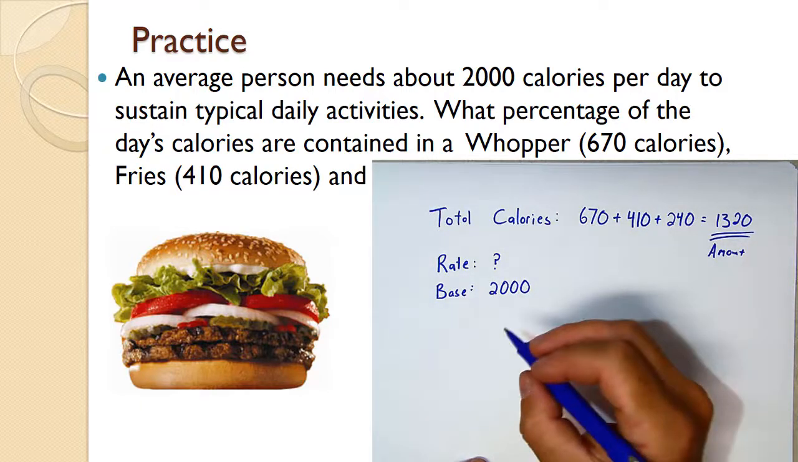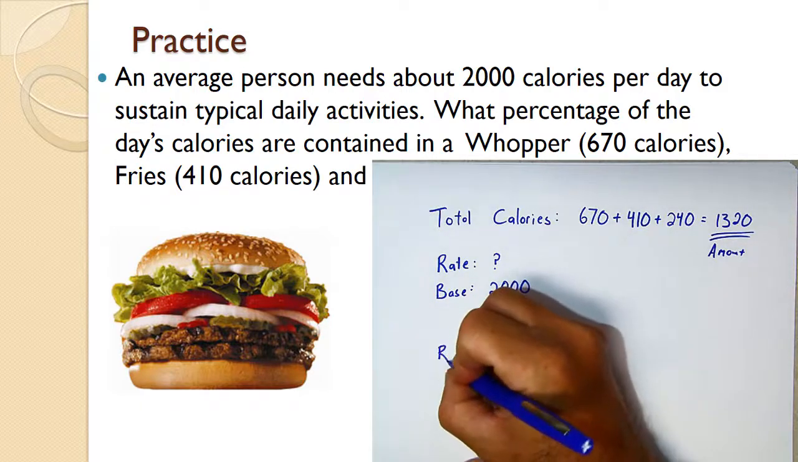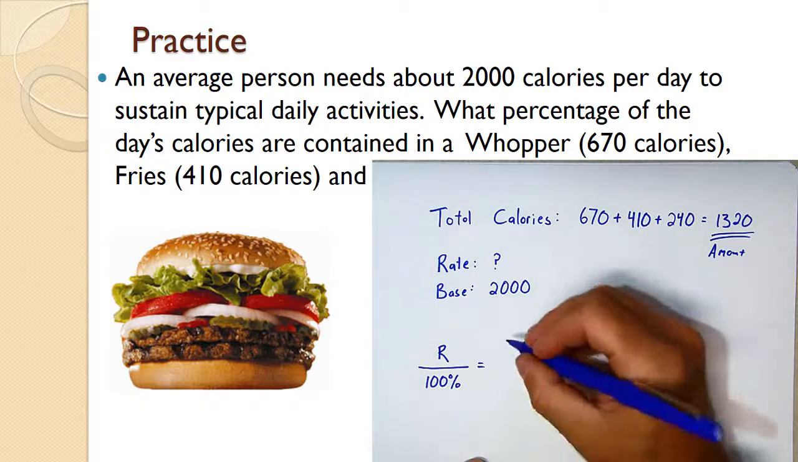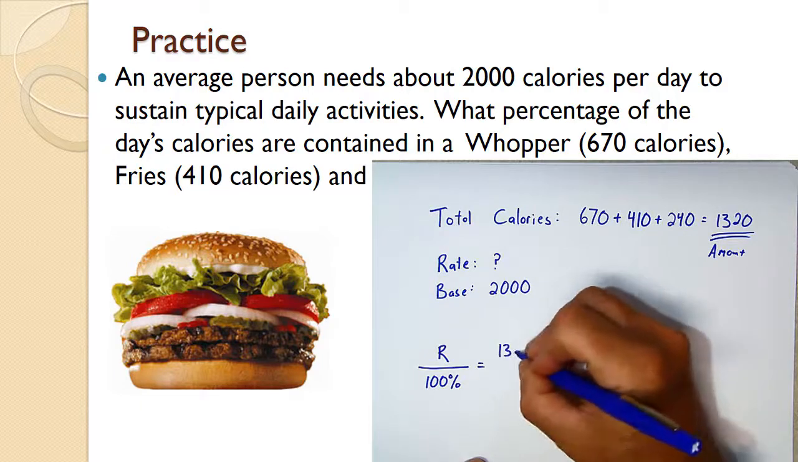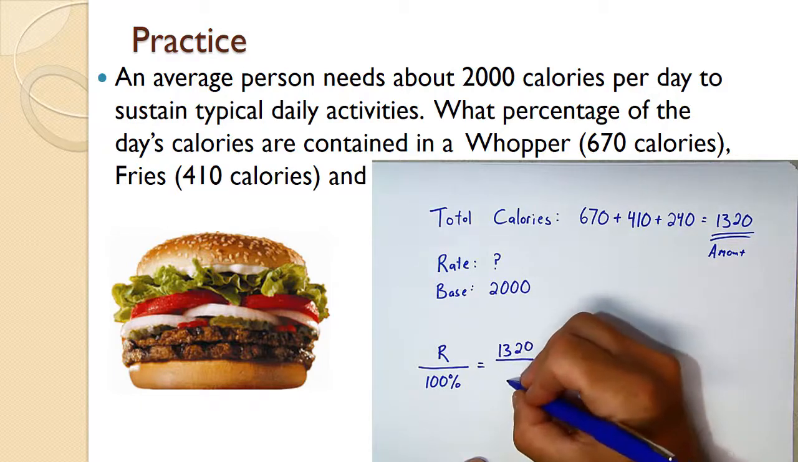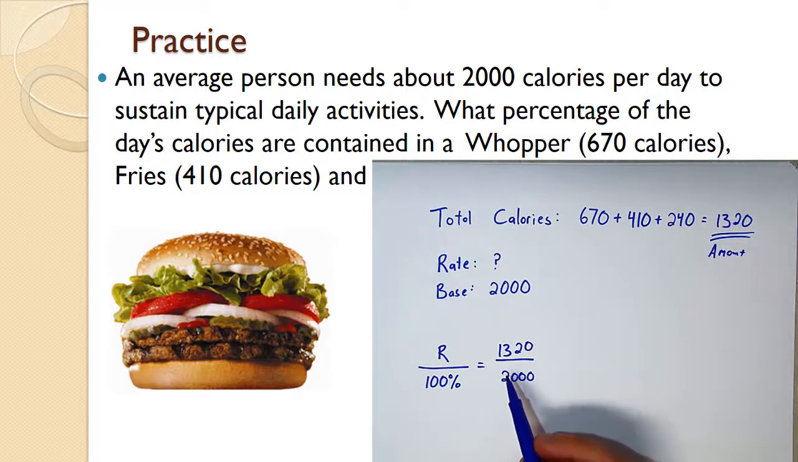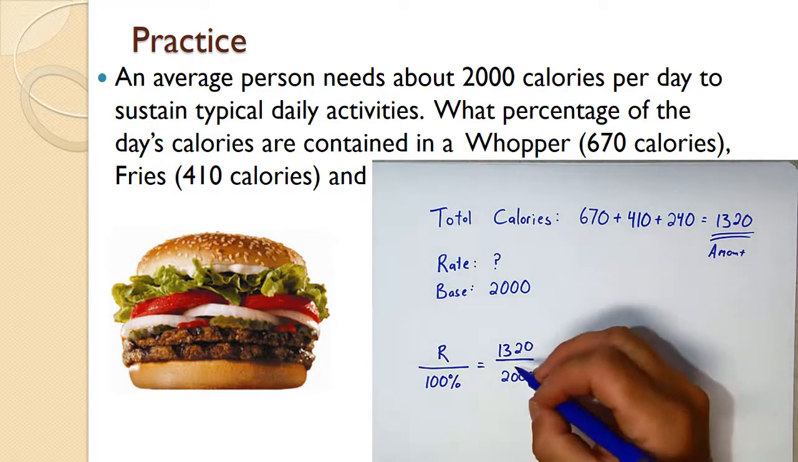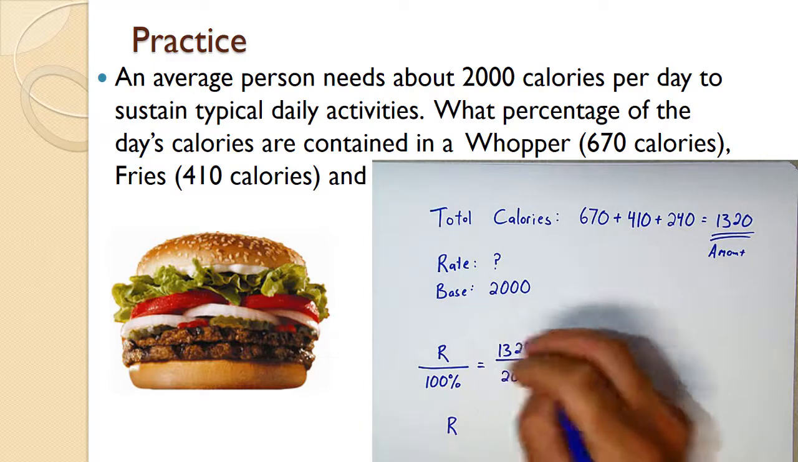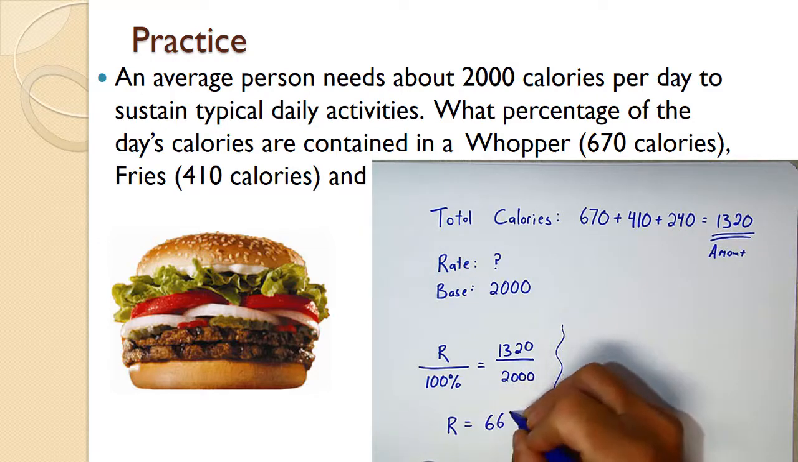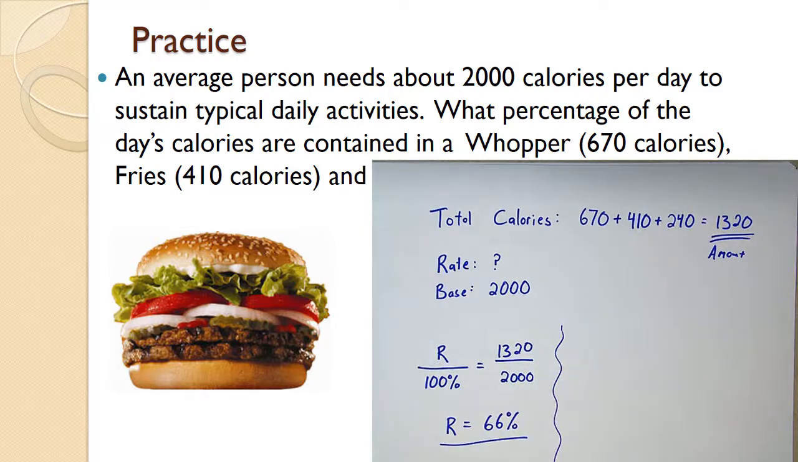And so if we use a proportion for this, we would say that our rate over 100% is equal to our amount, 1,320, divided by the base, which is 2,000. I'll leave it to you to take your calculator and multiply 1,320 by 100 and divide it by 2,000. And if you do that, you get 66. Now that's a percentage. If you use the proportion method, you don't have to move any decimal. You're done. You get 66% of the day's calories right there in one meal.